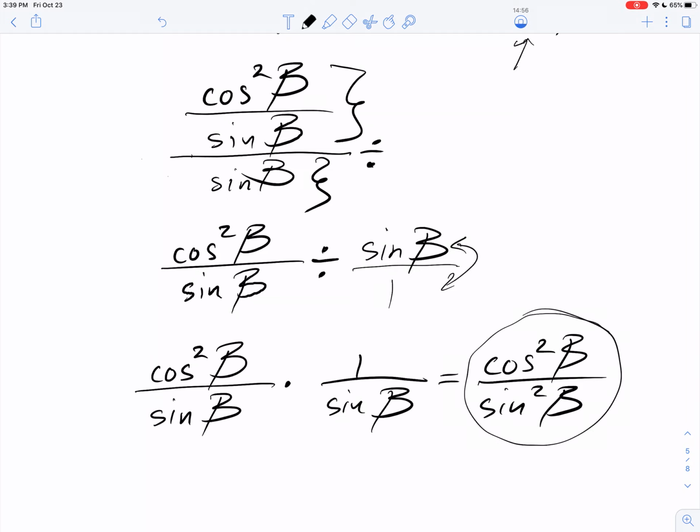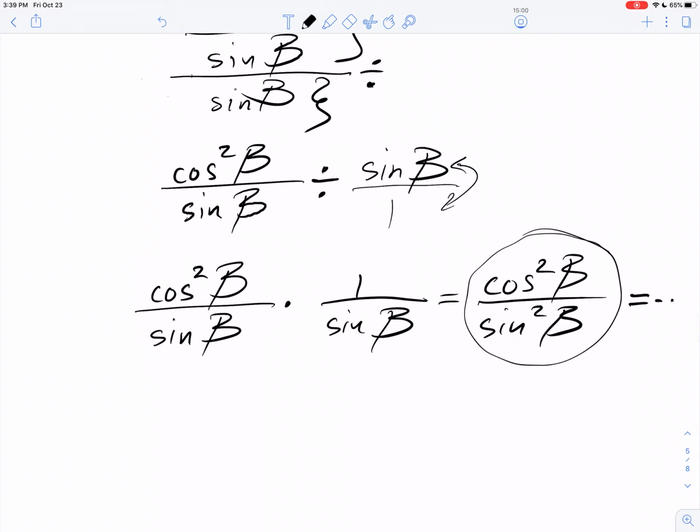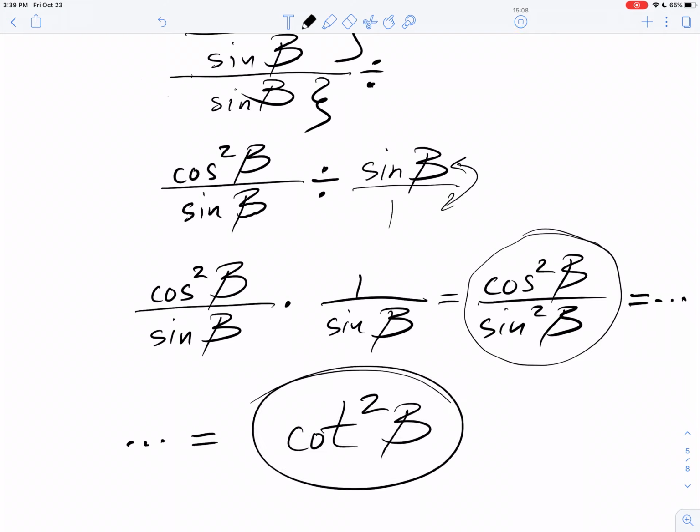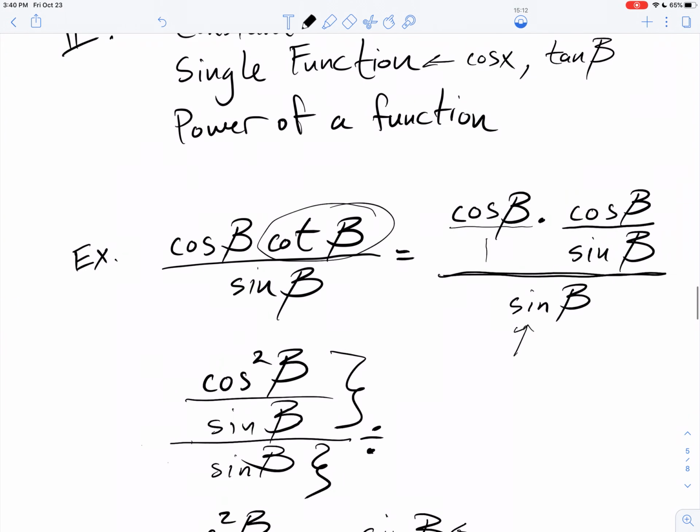This would be the same thing as cotangent squared beta. That's the answer. That is what they mean by sometimes your answer will be a power of a function. If you get something like tangent squared something or sine squared something, that's what they mean by power of a function.